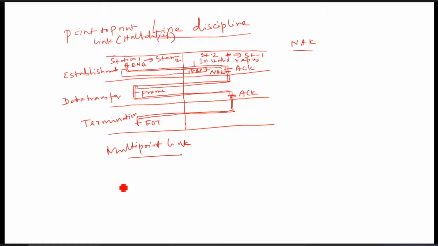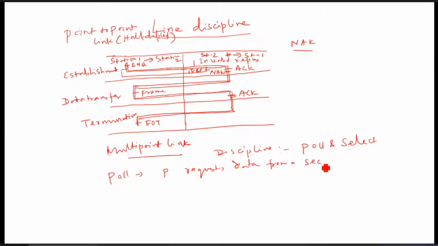There are different disciplines for multipoint links. One commonly used discipline is poll and select. Poll and select. What does poll mean? Poll means the primary requests data from a secondary.